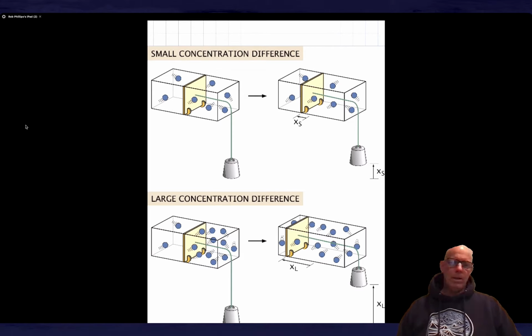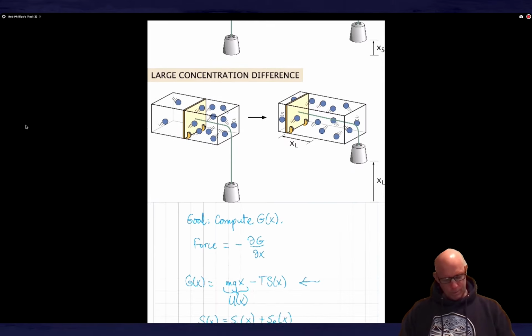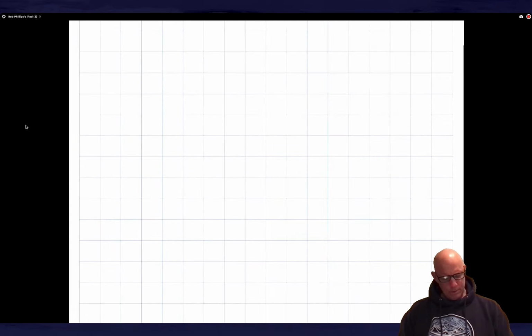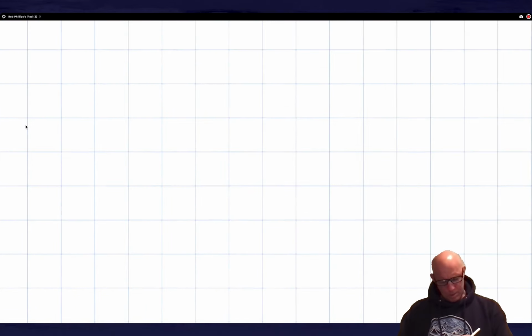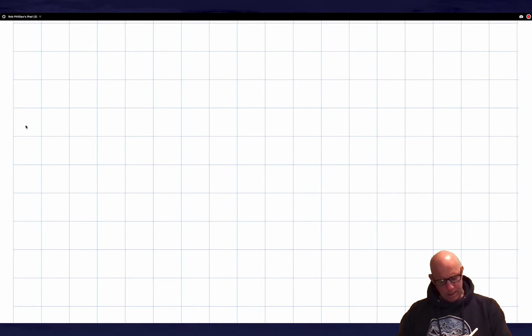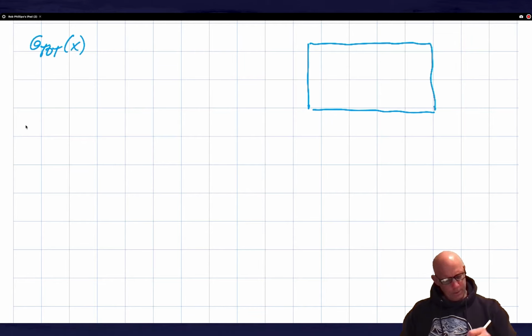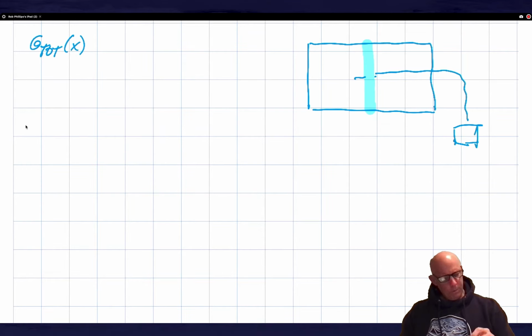So okay, so at any rate, what I want to do then is I want to write the total free energy of this little world, and so what I propose to do is to write G tot of x, and just to be clear about the situation, I'll draw it from the side here. So here's my partition like this, and I hang a weight on it, and this thing is going to move by some amount from the original equilibrium position.